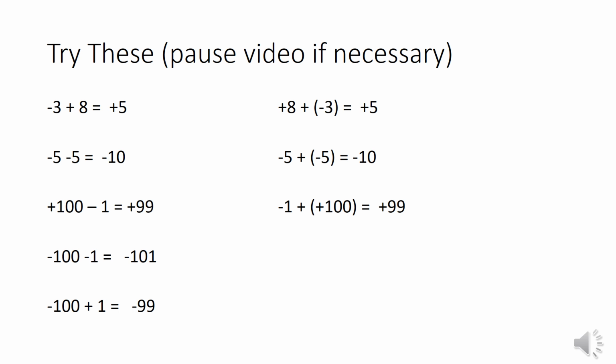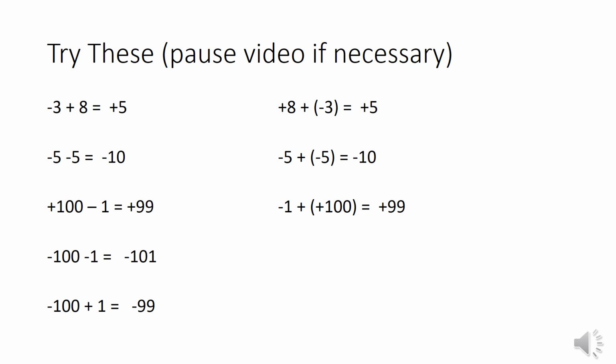For the next one, you've got negative 100 minus 1. Well, the signs are the same, so you're going to add them to get 101. 100's the big number, it's got a minus sign in front, so the answer is negative 101. And for the bottom on the left there, you've got negative 100 plus 1. The signs are different, so you're going to subtract them. You get 99. 100's bigger, it's got a minus sign in front, so your answer is negative 99.